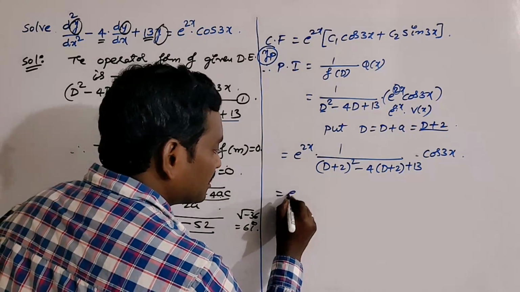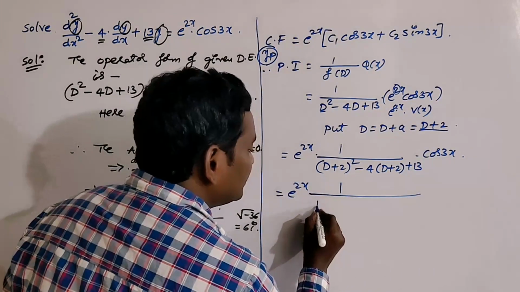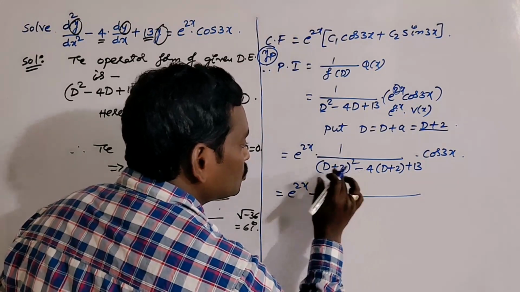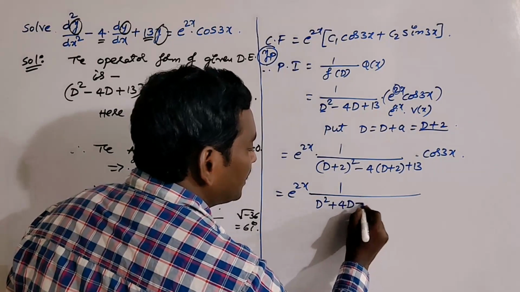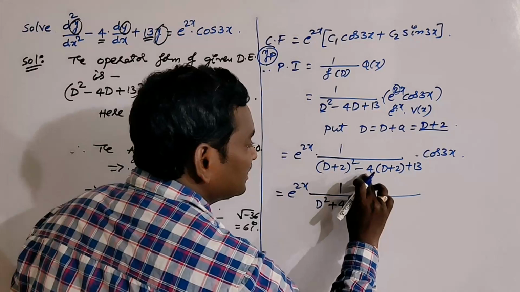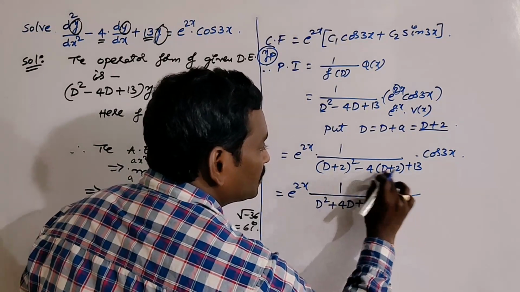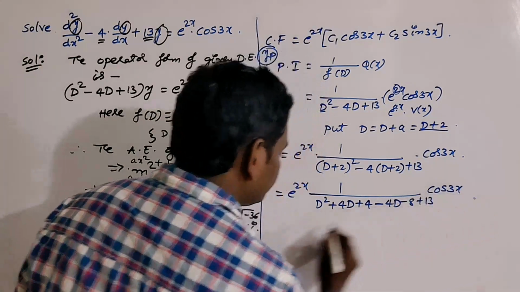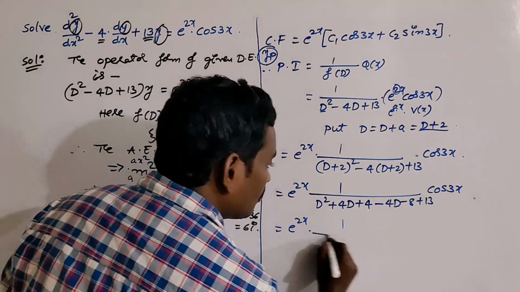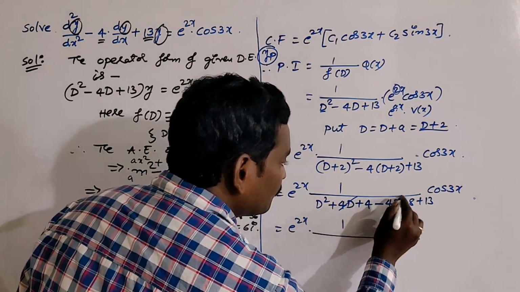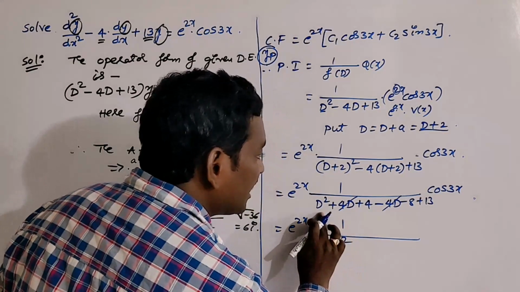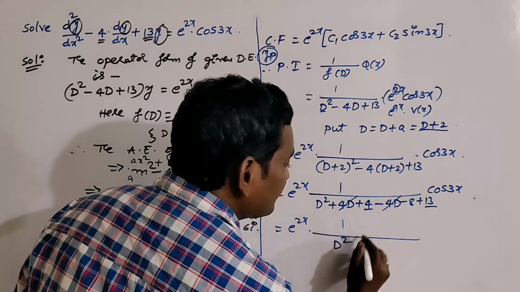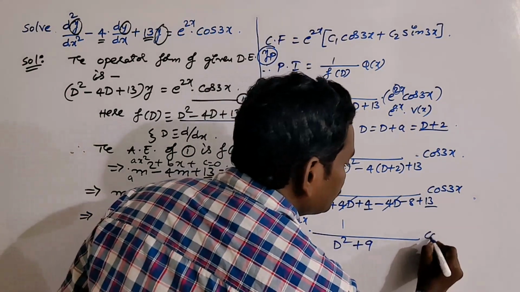Now simplify the denominator. e power 2x into 1 by D square, by using (a plus b) whole square, I am expanding this term: D square plus 2 2s are 4D plus b square. It would be 4 minus, take this 4 inside, 4D, 4 times of 2 is negative 8, plus 13, into cos 3x. So e power 2x into 1 by, we are observing that positive 4D, negative 4D getting cancelled. Remaining part is D square plus 4 minus 8 plus 13. 4 plus 13 is 17. 17 minus 8 is positive 9, into cos 3x.